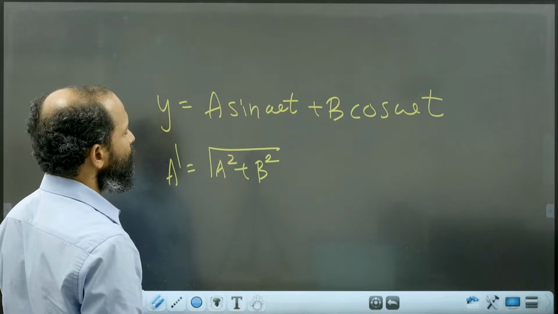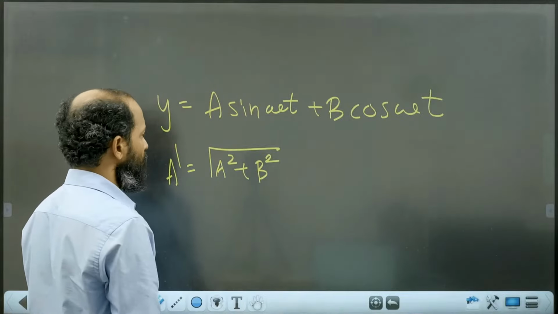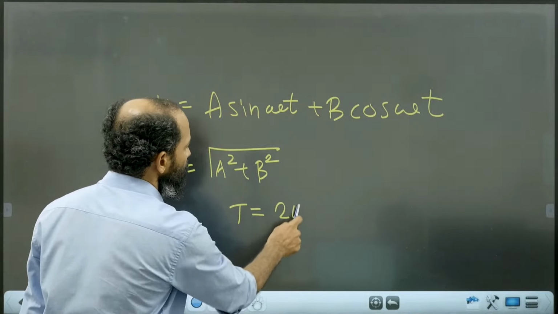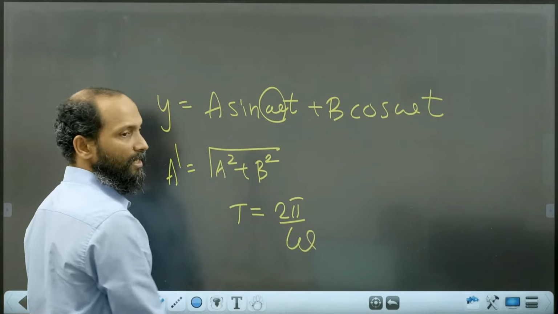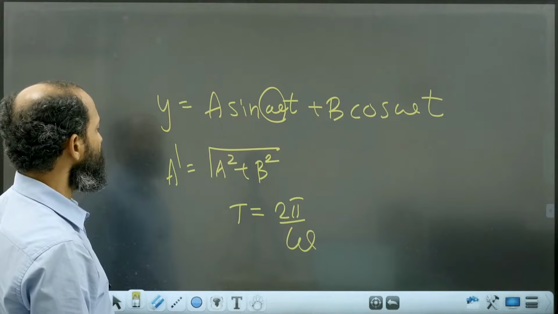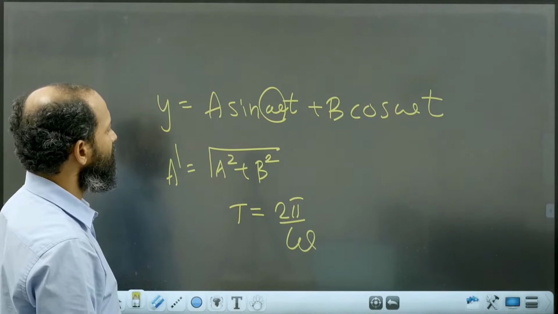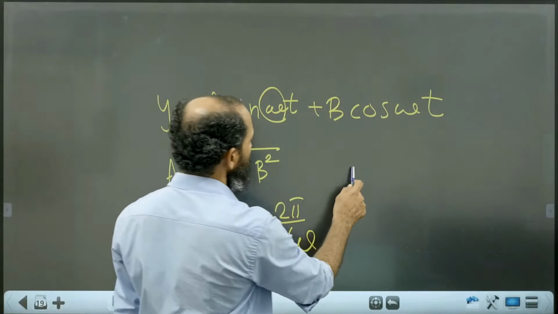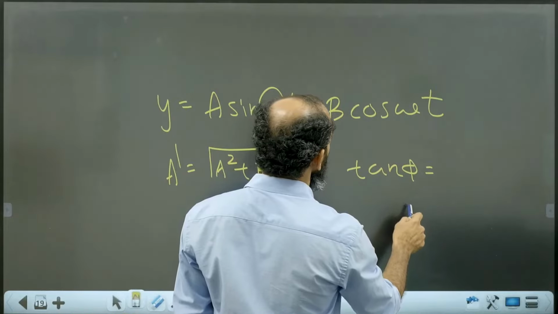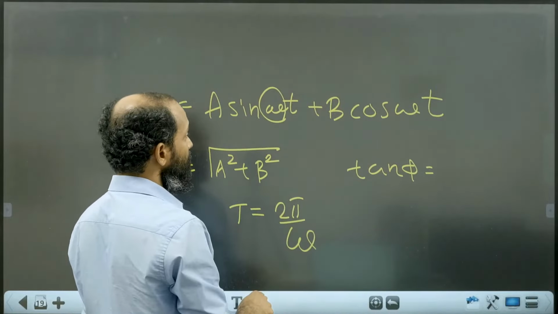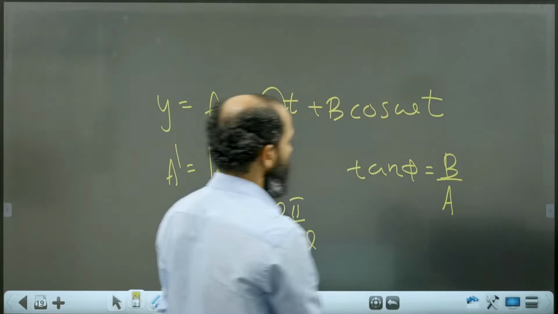This motion is also periodic and simple harmonic. The periodic time is equal to 2 pi divided by coefficient of time. Coefficient of time is omega, so time period is 2 pi by omega. Amplitude is root of A square plus B square. Periodic time is 2 pi by omega. So the phase angle is given by tan phi, the phase angle made by the resultant simple harmonic motion with horizontal. Tan phi is equal to B by A.